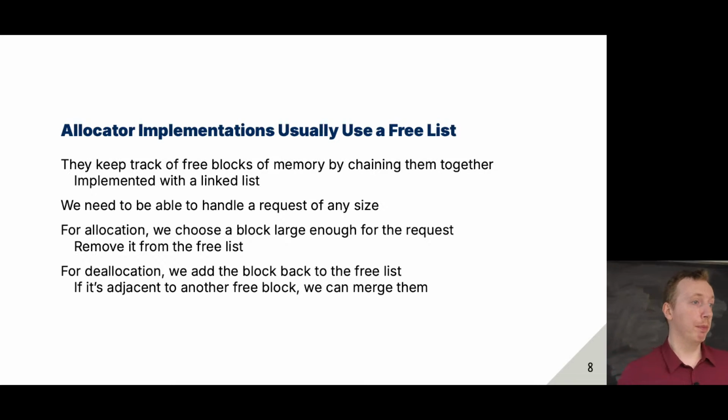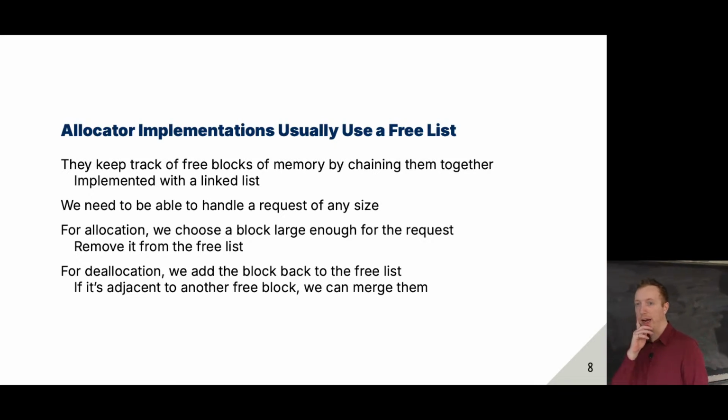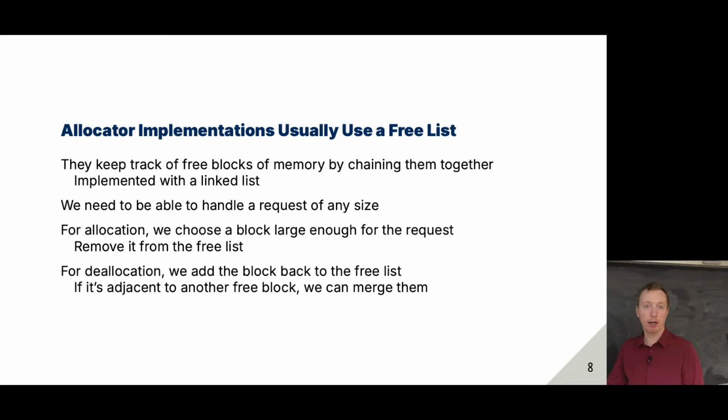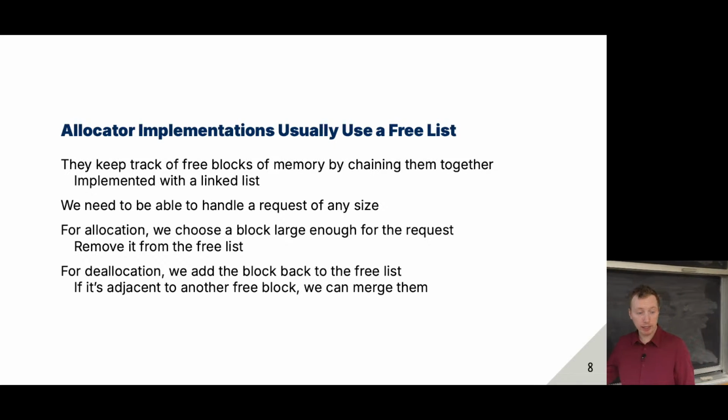So whenever you're implementing a memory allocator, that's very, very general. So think of how you would implement something like malloc. Usually it uses a linked list called a free list, and that keeps track of free blocks of memory by chaining them together. So initially, the program just asks for a bunch of heap space, and then the entire heap would be free, so it'd just be one giant block of memory that it can use for whatever it wants. And then whenever a request of any size comes in, you just choose something from your free list that's large enough to hold the request.